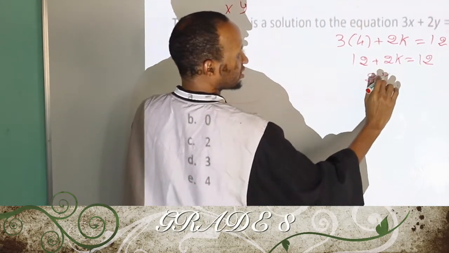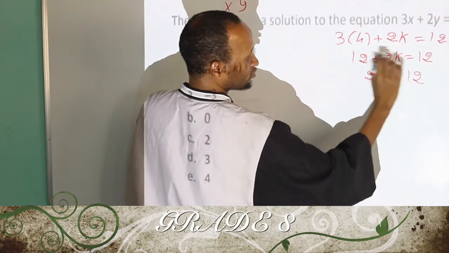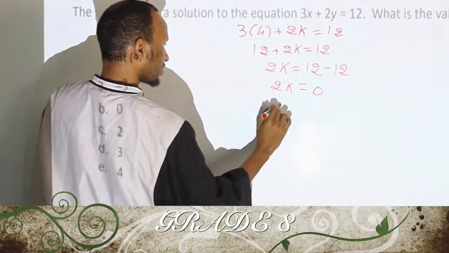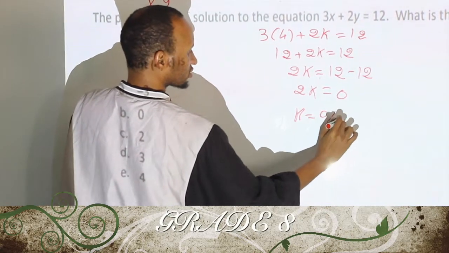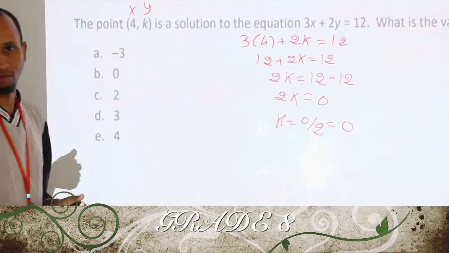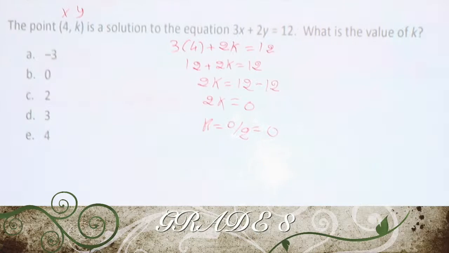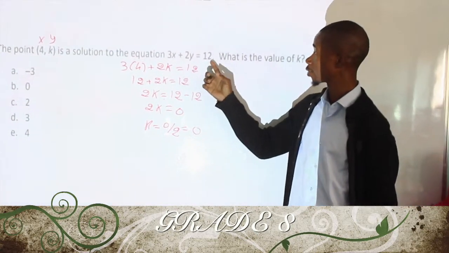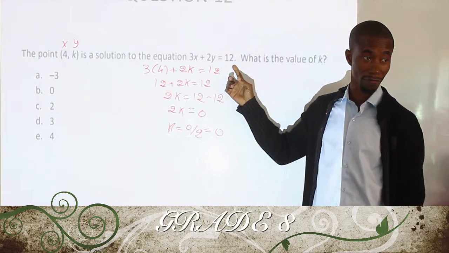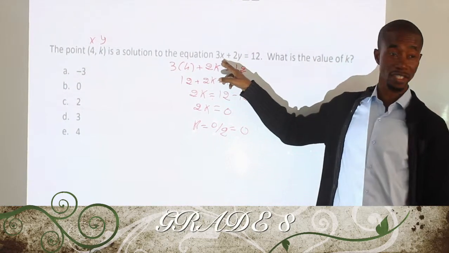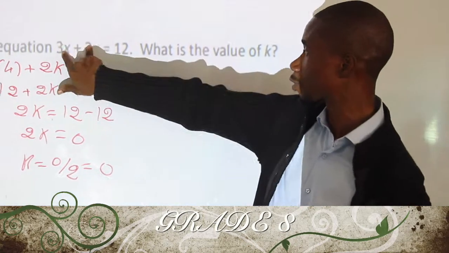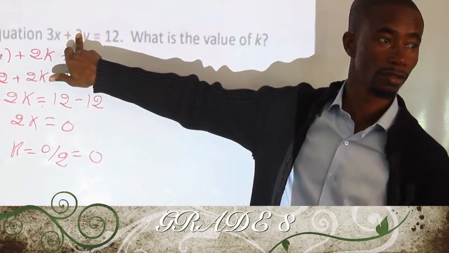So 12 plus 2k equals 12. Move this, so 2k equals 0. So k equals 0 over 2, which is 0. Or to do it fast, look, you are supposed to have 12 over here. 3 times 4 is already 12. You put 0 over here, it's going to eliminate this. 12 equal 12, you're done. Absolutely. Finished.